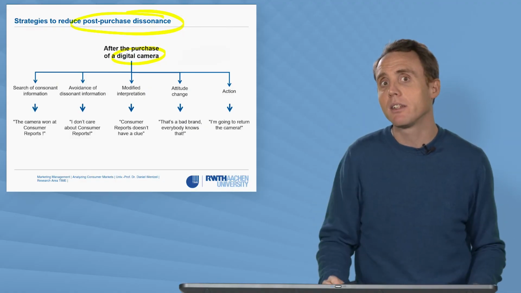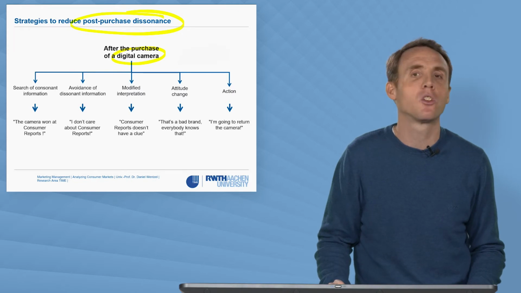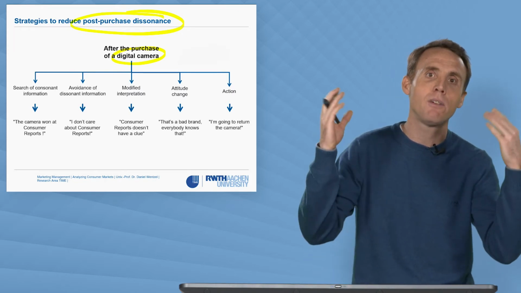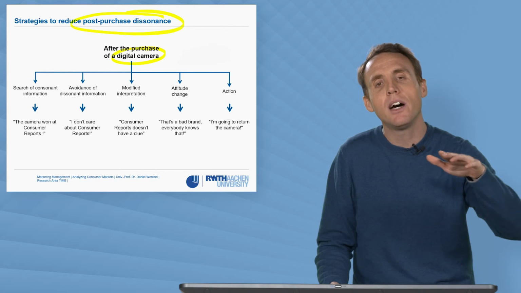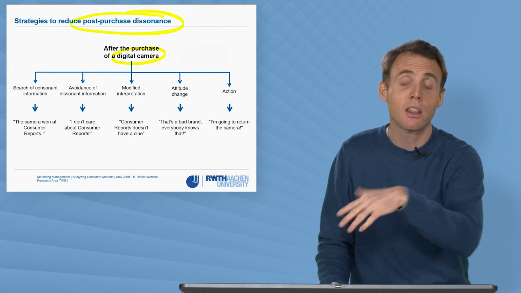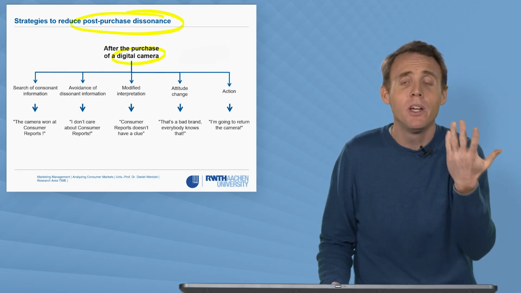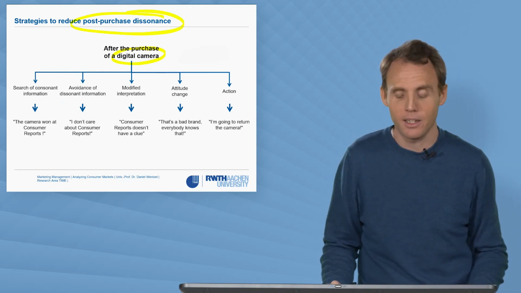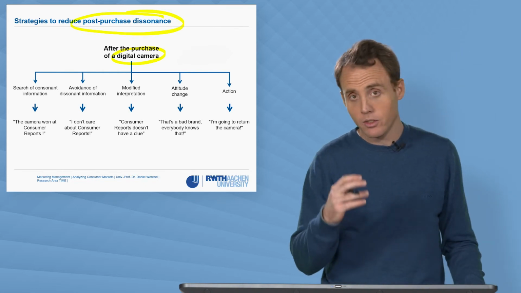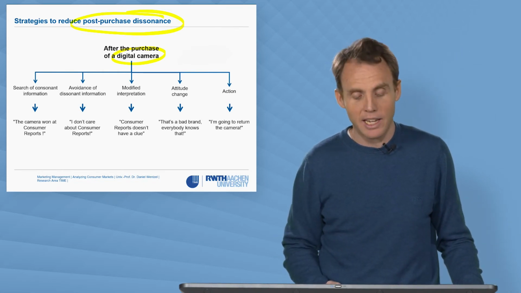Now, the theory looks at how people will go about solving that imbalance. So how can they feel at peace again? And they identify a lot of different strategies. I think, as we talk about that, you will recognize that we do this all the time, probably without even noticing explicitly. Now, assume you go out and buy a digital camera.